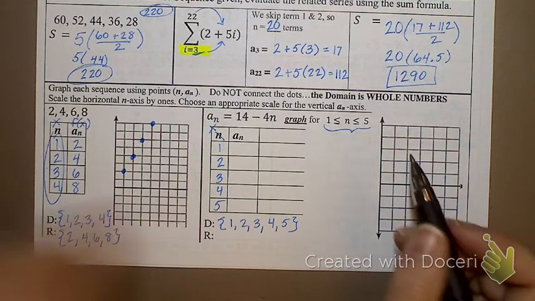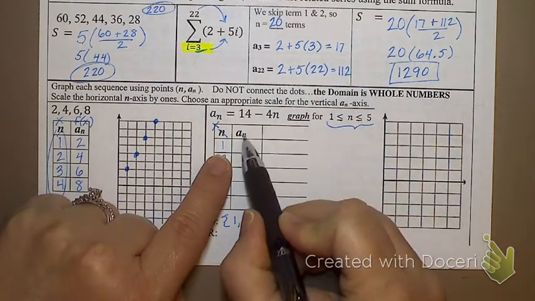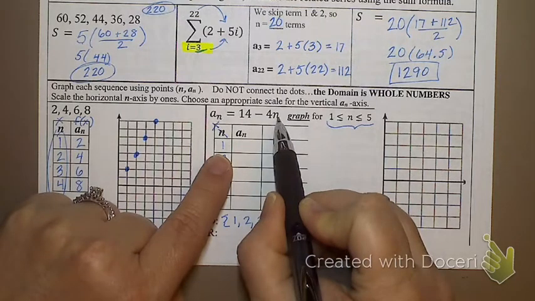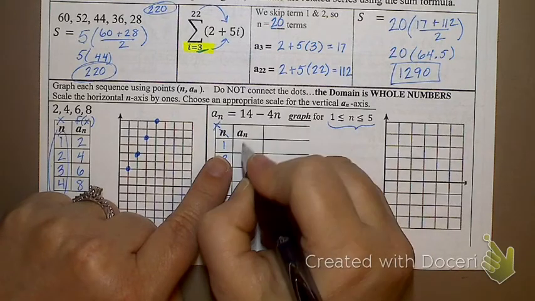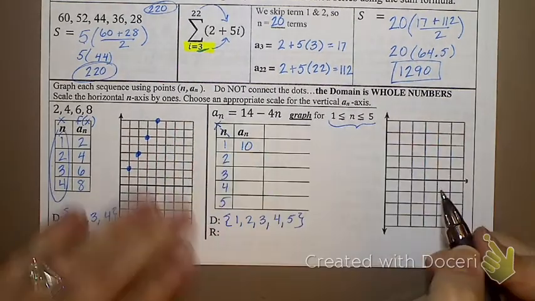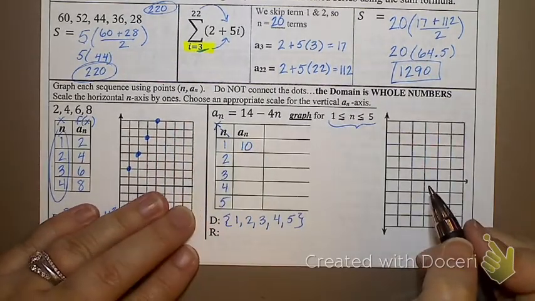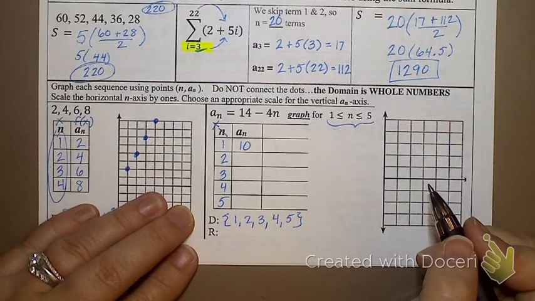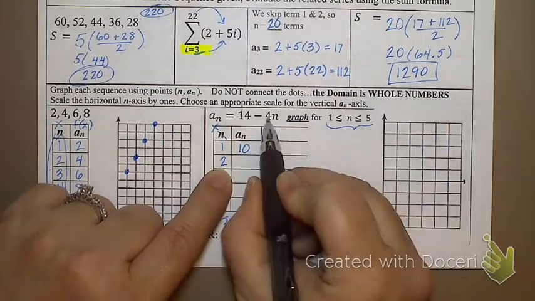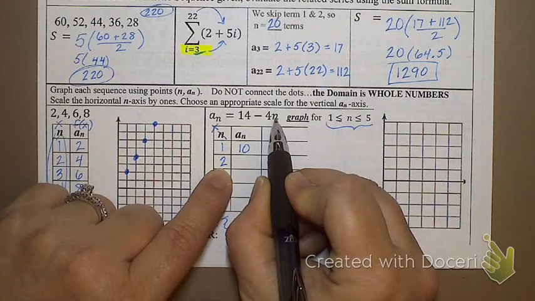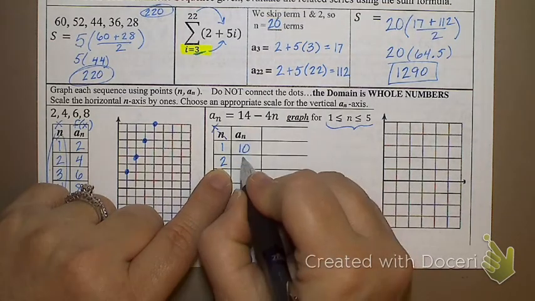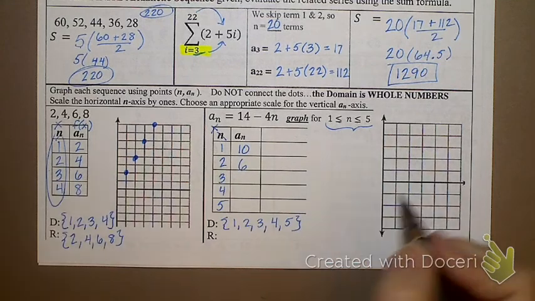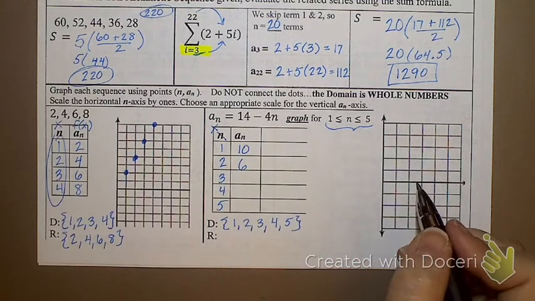Plug it into the equation. So to find the first term, I'm going to plug in 1. Well, 4 times 1 is 4, and 14 minus 4 is 10. How would I find the second term? Plug in a 2. 4 times 2 is 8, and 14 minus 8 is 6. Now I could continue that process, couldn't I?